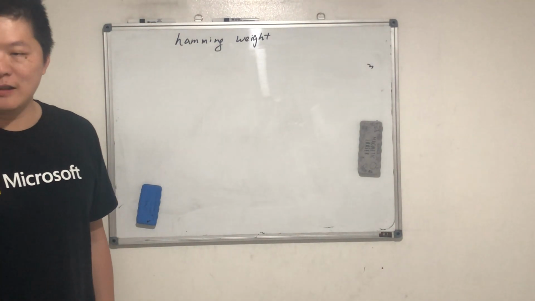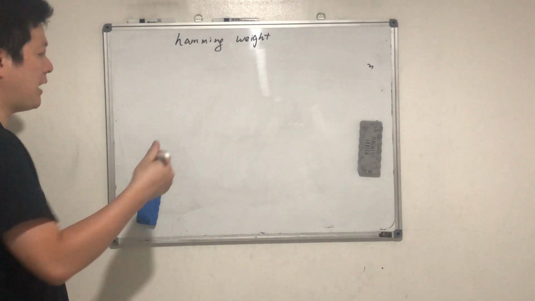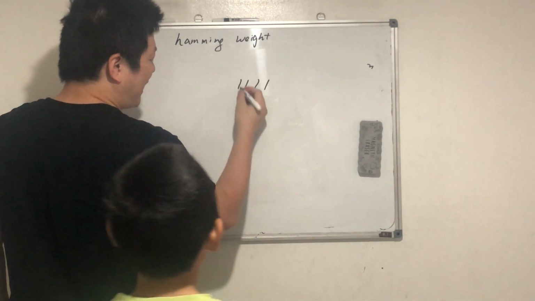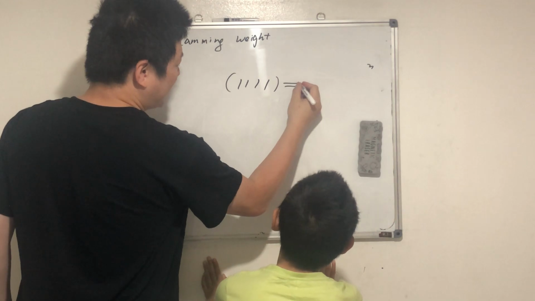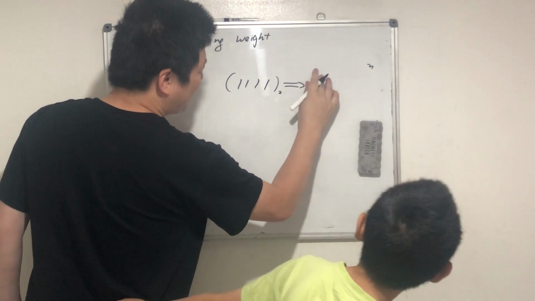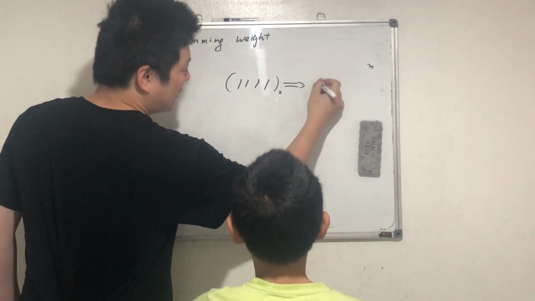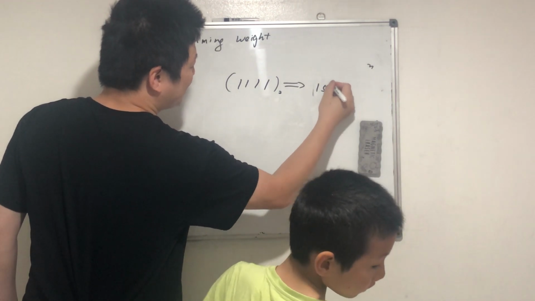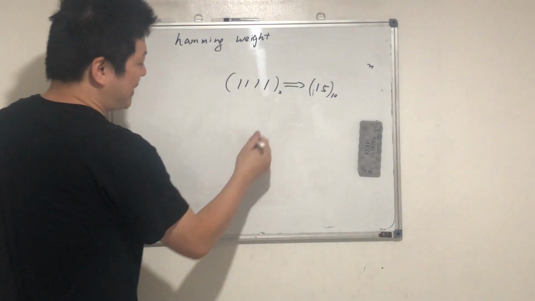Hamming weight is like... Remember the number, like 1111. That's binary. What's the decimal? What's this in binary? What's this in decimal? Which number? 15. Yeah, 15 in decimal. Okay. So this Hamming weight is 4.